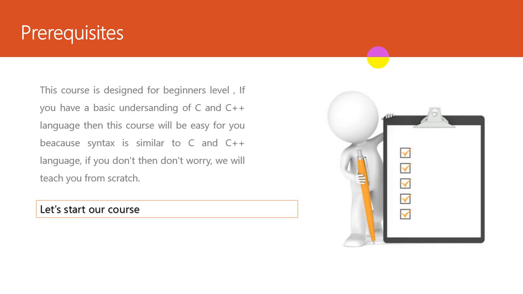What are the prerequisites? This course is for those who have a little bit of knowledge about C and C++, because the code we write in C sharp is nearly the same as C and C++. So its syntax is similar to C and C++. If you have no knowledge about C and C++, don't worry, we will teach you from scratch, and you shouldn't feel any hesitation to learn this lesson.